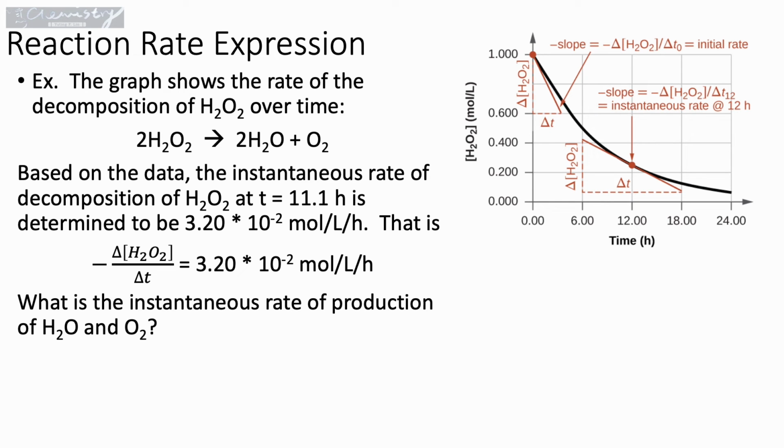The graph shows the rate of the decomposition of H2O2 over time. Based on the data, the instantaneous rate of the decomposition of hydrogen peroxide at t equals 11.1 hours is determined to be this much. So that means that the rate of disappearance for hydrogen peroxide is 3.20 times 10 to the negative 2 molar per hour. What is the instantaneous rate of production for water and oxygen?